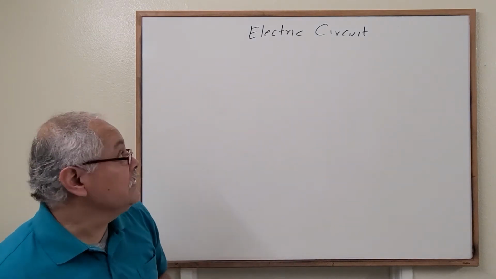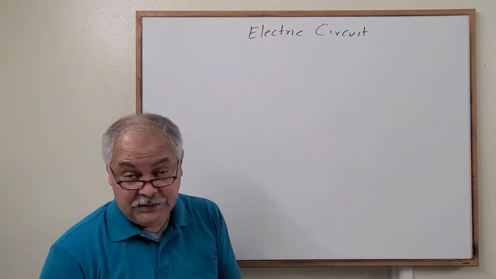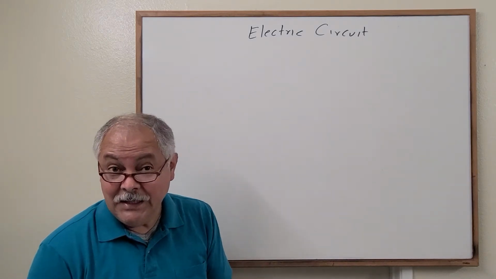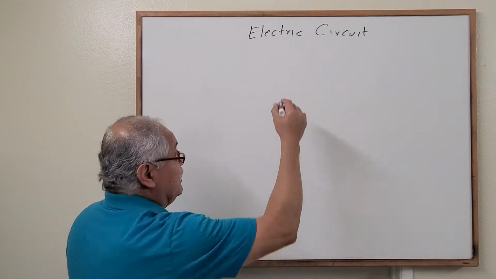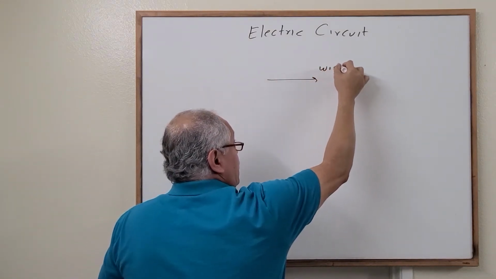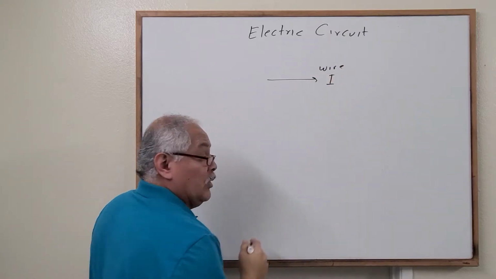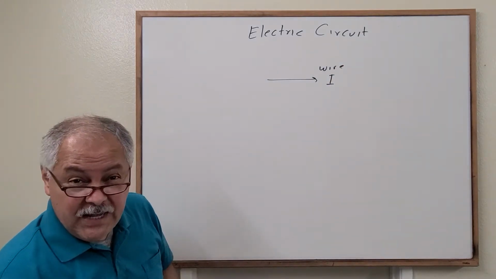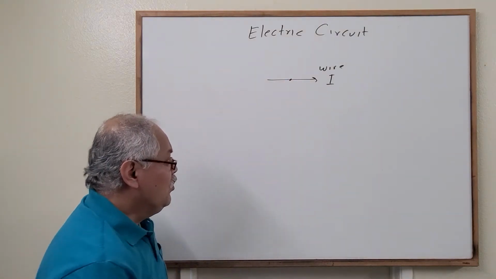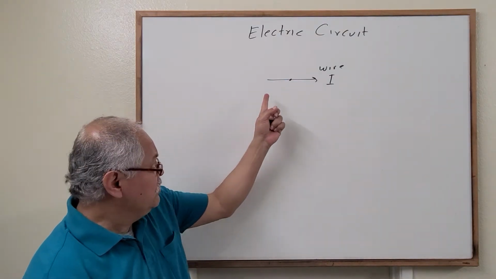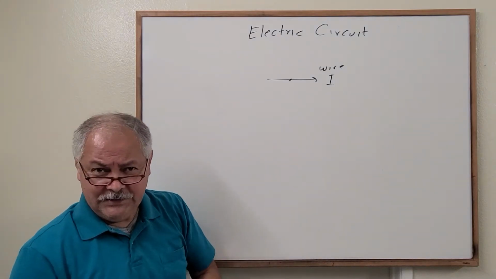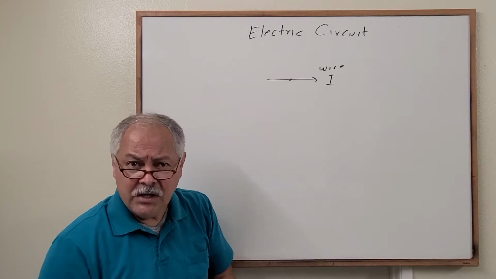Okay, let's go to the next topic, the electric circuits. To begin with, let's define current, the electric current. Imagine that we have a wire and we have current, that's the symbol for current, and we take one point as a reference, this point, and we can count, for example, how much charge is crossing this reference point per second. And that's the definition for current.